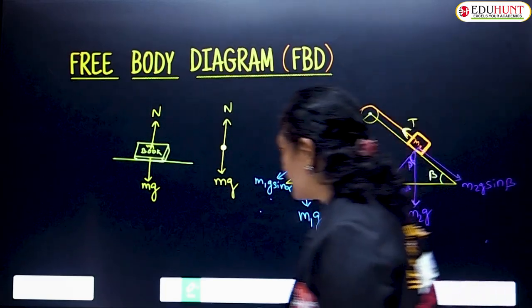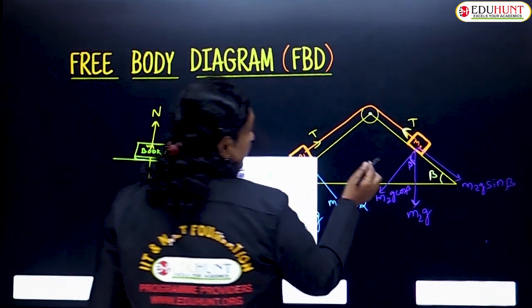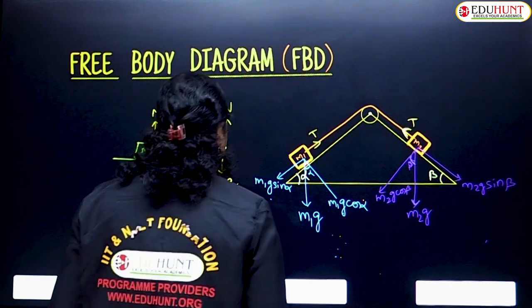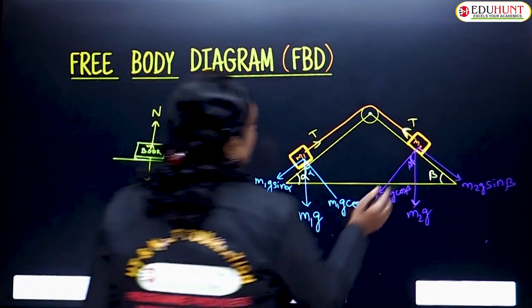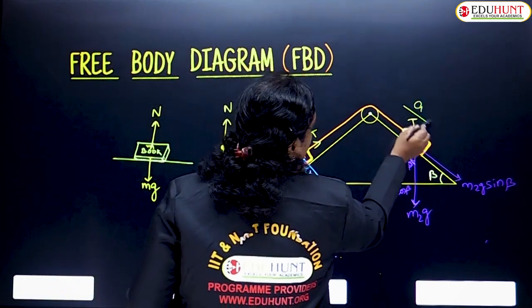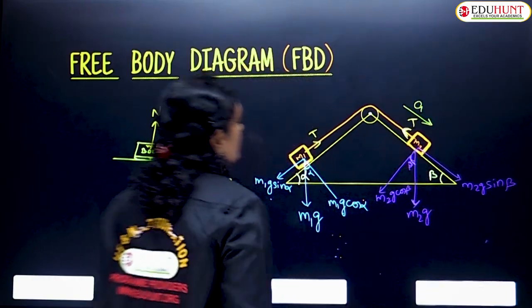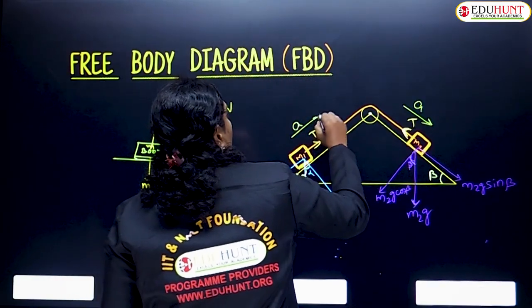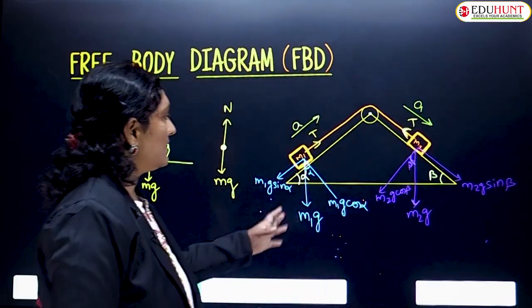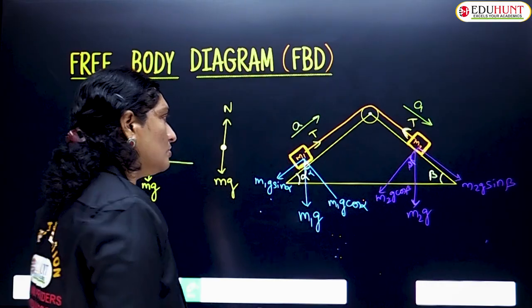And if we suppose that the body is accelerating in some direction, something like this, if the body is pulled like this, then this body will be pulled upwards. In this case, again, this can be resolved into two components.